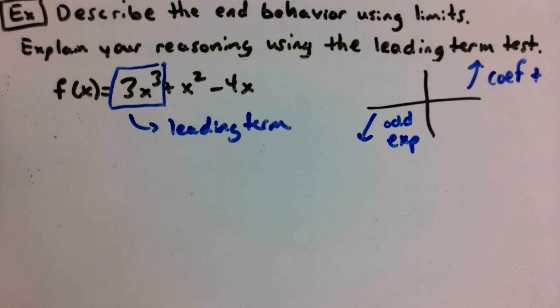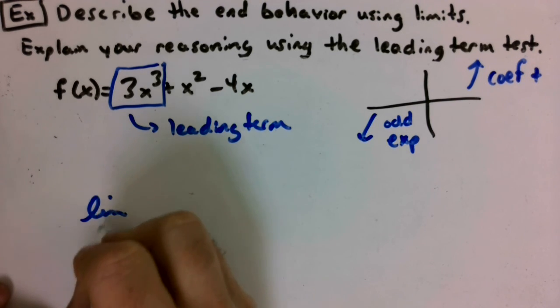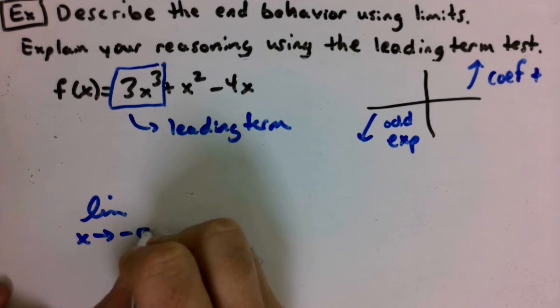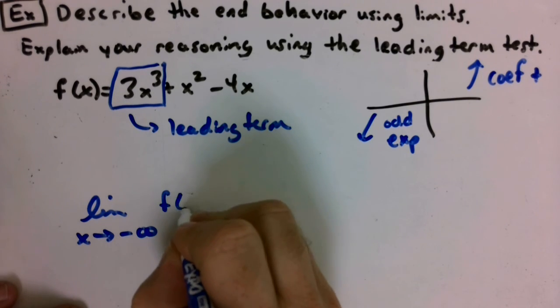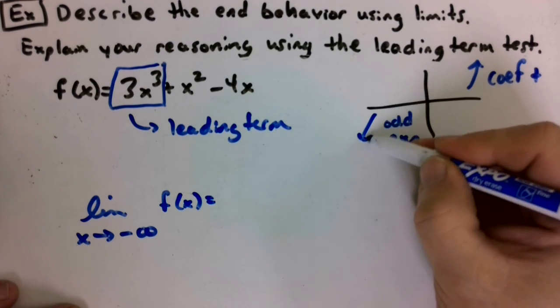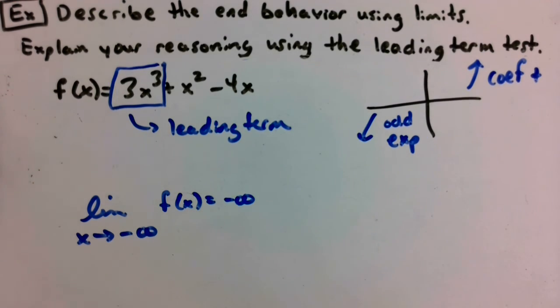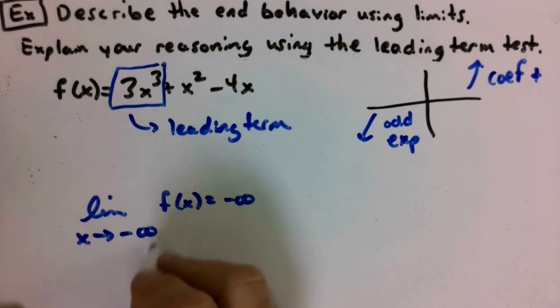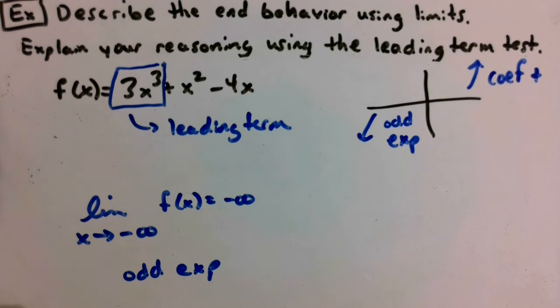Once I diagnose our equation using the leading term test, then I'm ready to write down the end behavior using limits. The left side, when you go to the left, your x's are getting smaller and smaller and smaller, so x is approaching negative infinity. And in this particular problem, our graph is going downward, so the y values keep getting smaller and smaller. So y is going to equal negative infinity. And again, how I know that that was true is because it had to be the opposite direction of the right side, and that was because our exponent was odd.